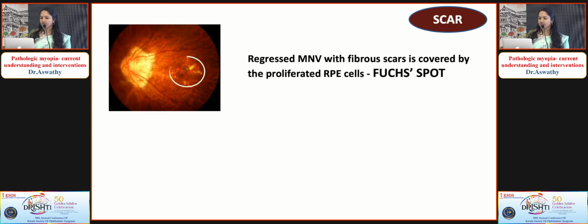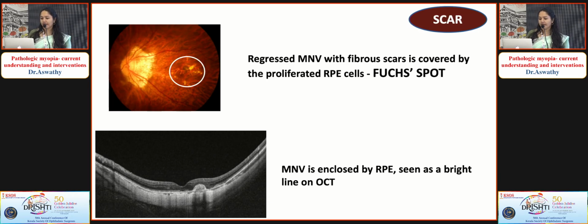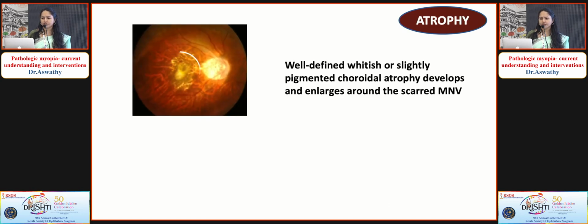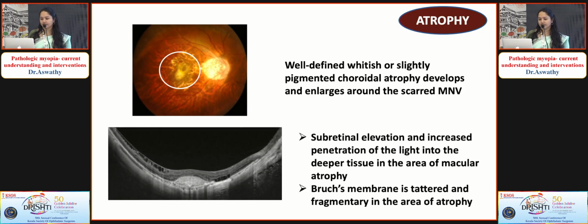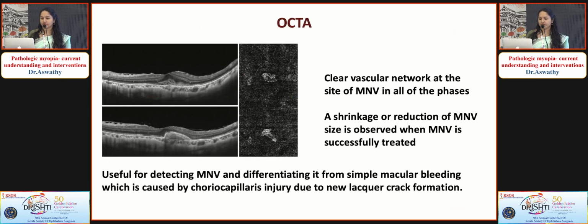In the scar stage, there will be a fibrous scar covered by proliferated RPE cells, and this is known as the Fuchs spot. And the MNV will be enclosed by the RPE in a bright line on OCT. In the atrophic stage, there will be well-defined whitish or slightly pigmented choroidal atrophy. And in the OCT, there will be subretinal elevation with increased penetration of light at the site, and Bruch's membrane will be all tattered and fragmentary.